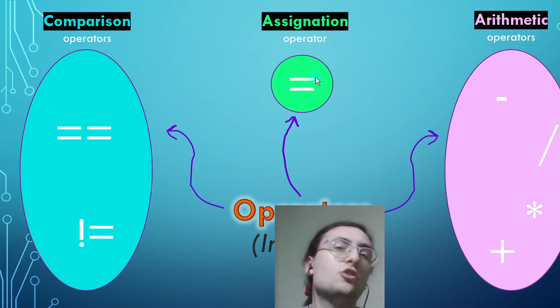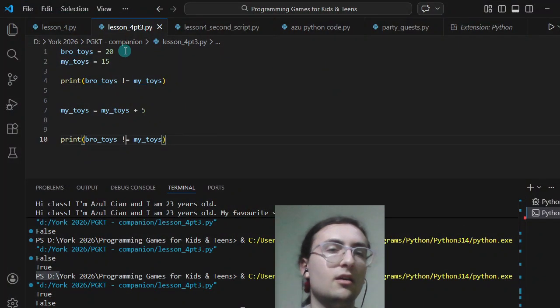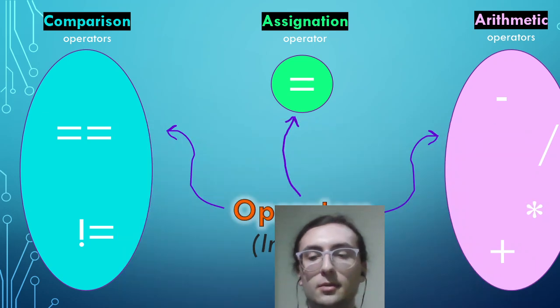And then the assignation operation, we already learned that one, is to say that my brother has 20 toys, I have 15, then I have 5 more, right? Like it's changing the value of a variable.